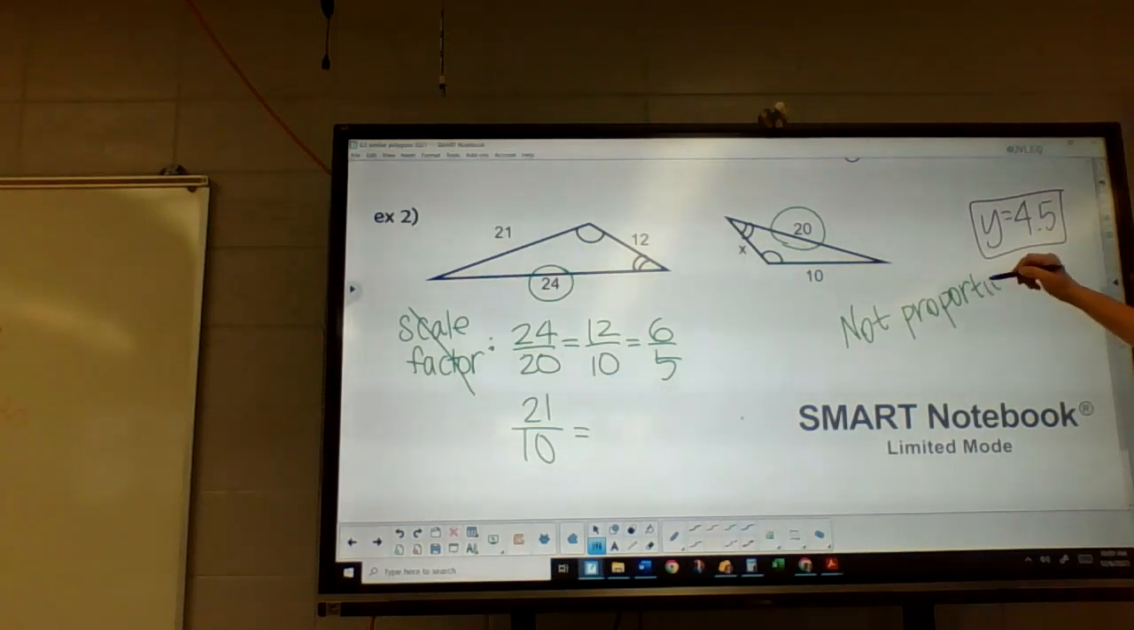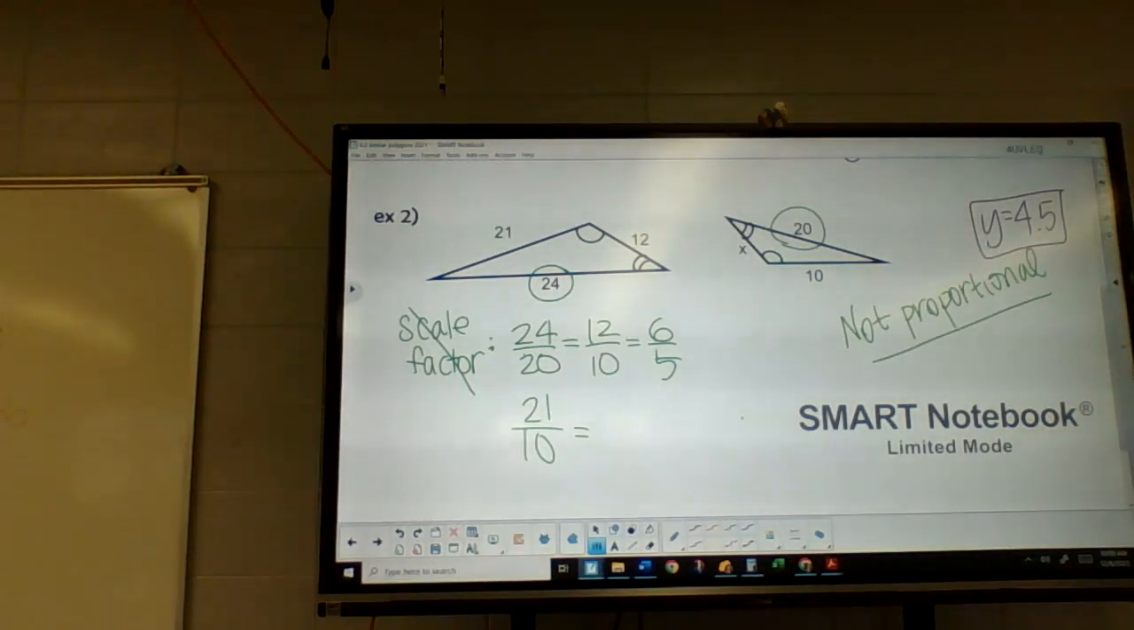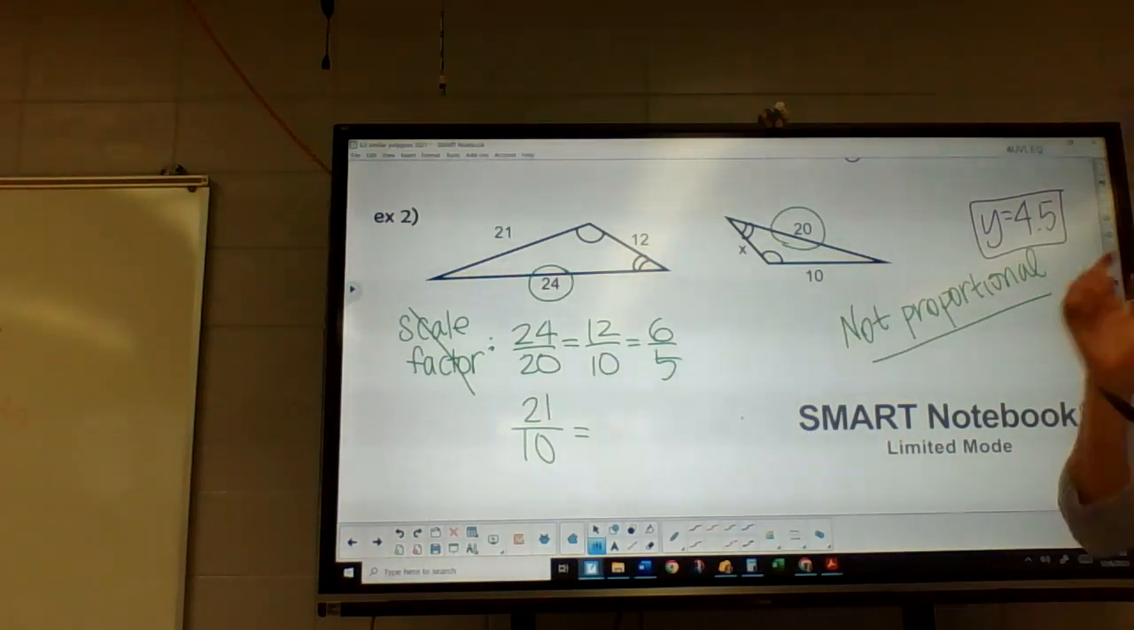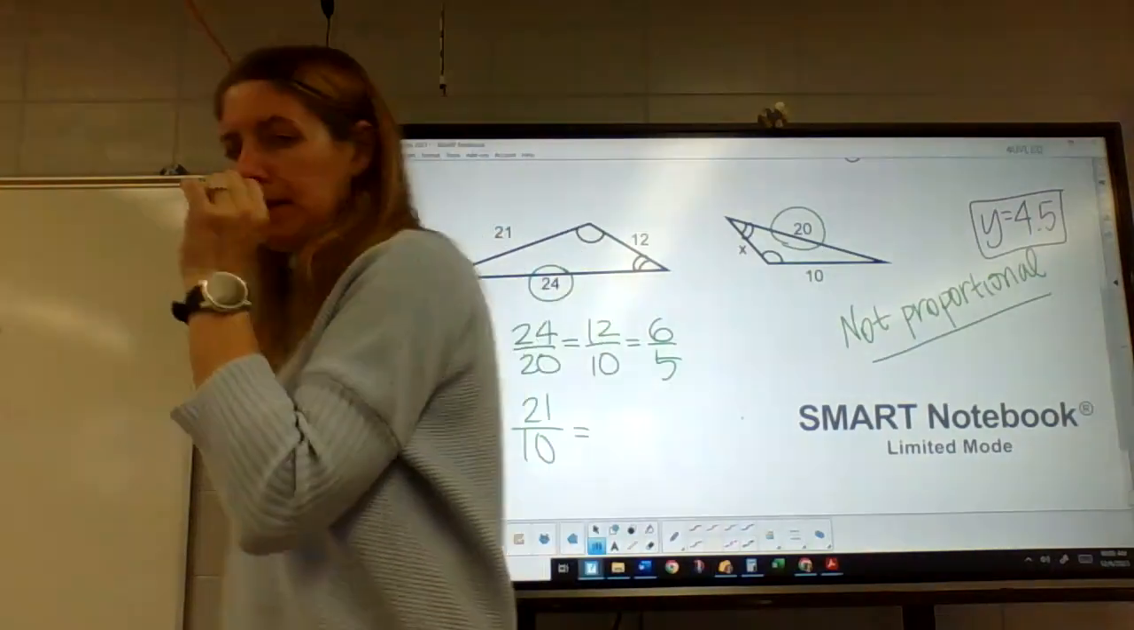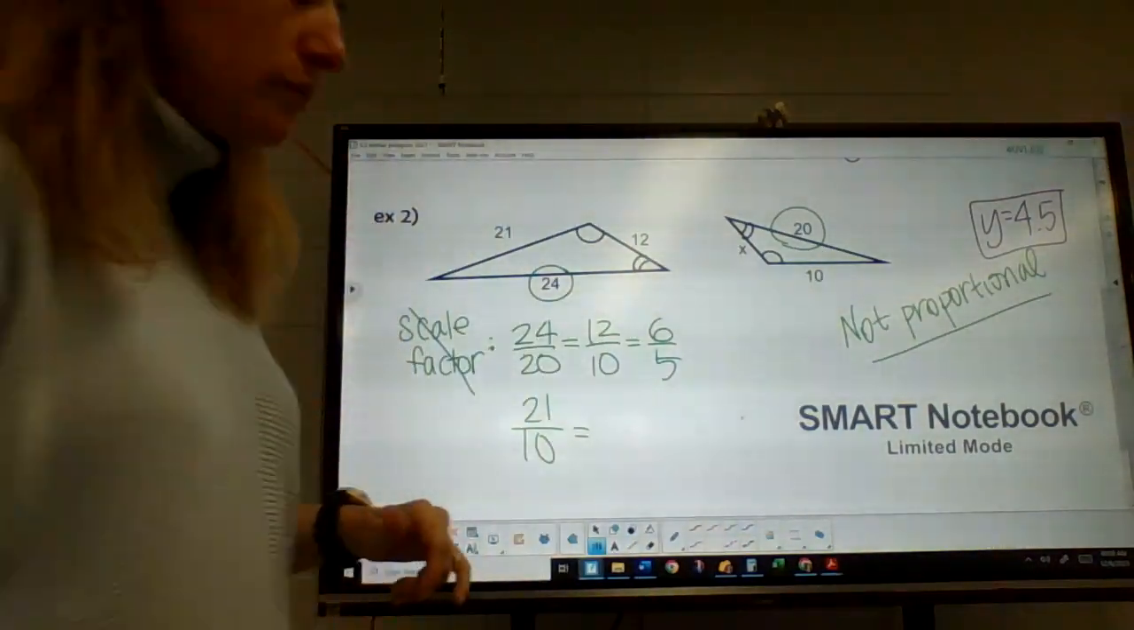That's what I get for adding a question quickly. I added these, so I thought we needed more examples of these, and I did not add a good one. So this is not proportional. All right. Good life lesson.